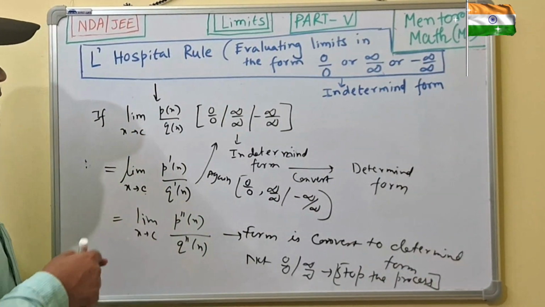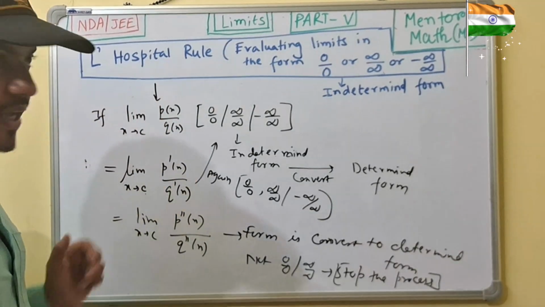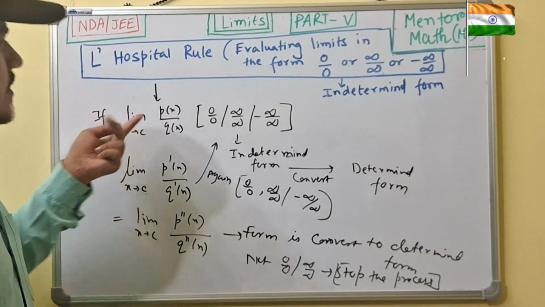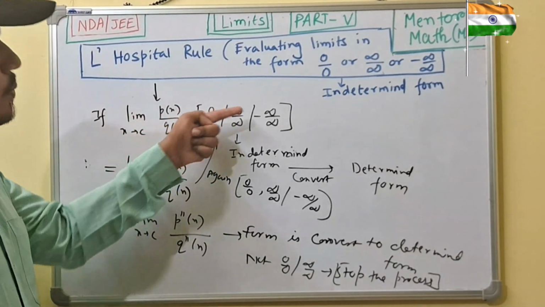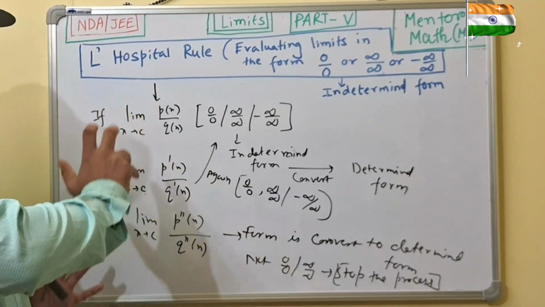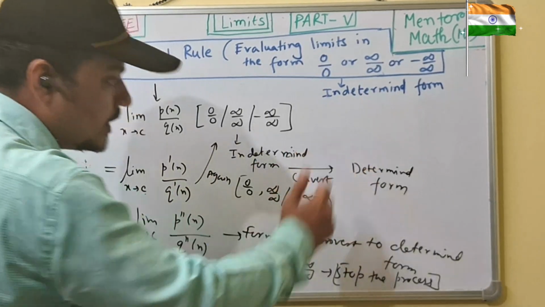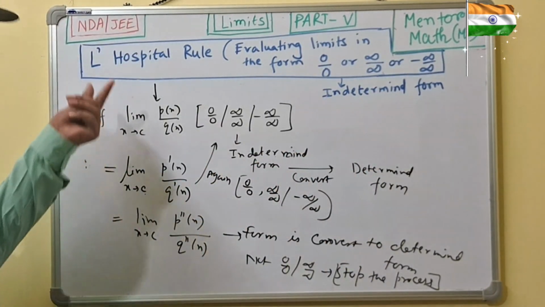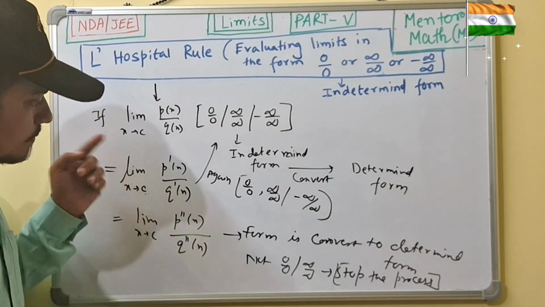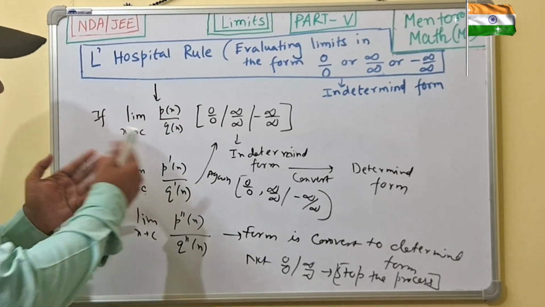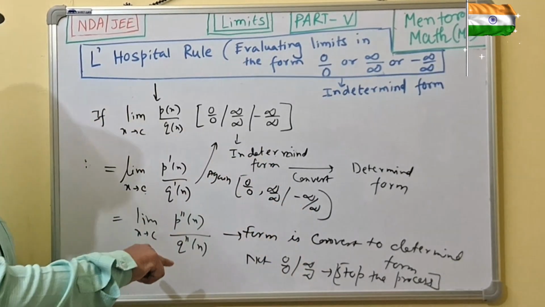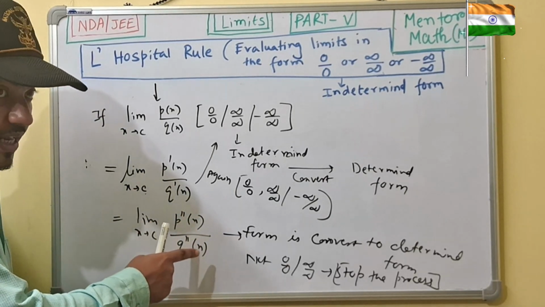That is, if limit x tends to c of p(x) by q(x) is given, and p(x) and q(x) both are differentiable functions at x equal to c, and the form is 0 by 0, infinity by infinity or minus infinity by infinity, this is your indeterminate form. The rule is applicable to convert the indeterminate form to a determined form. We differentiate the numerator as well as the denominator, p dash x by q dash x, and if again the form is 0 by 0, infinity by infinity or minus infinity by infinity, then you again differentiate, p double dash x by q double dash x.